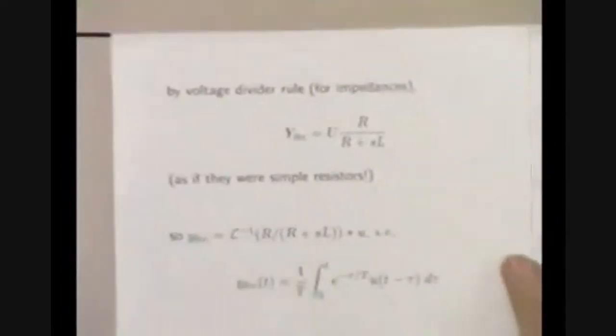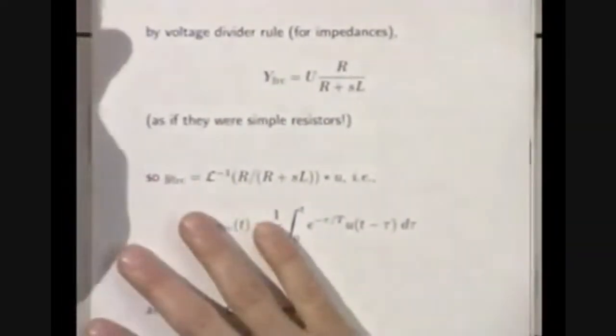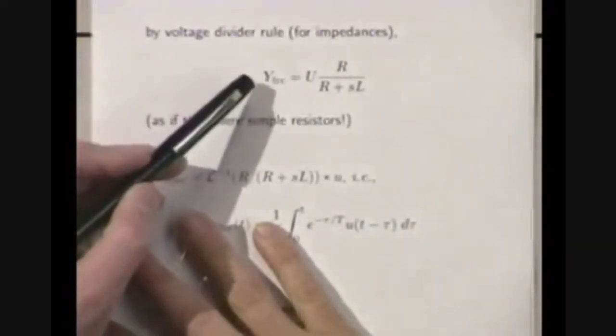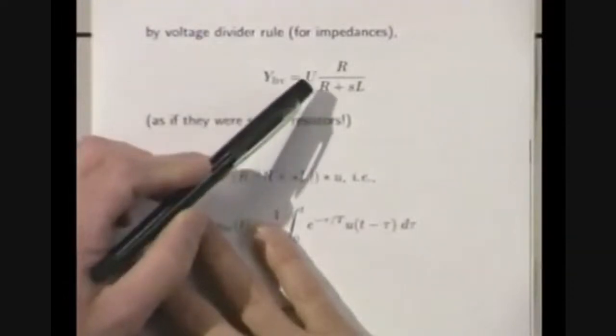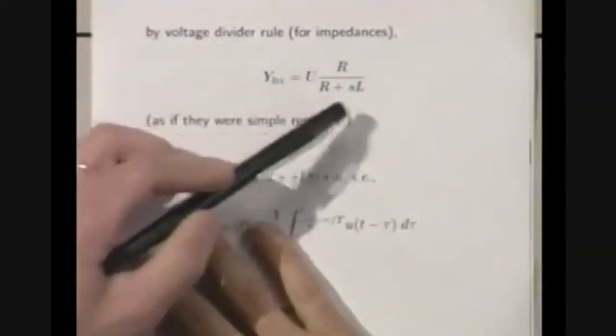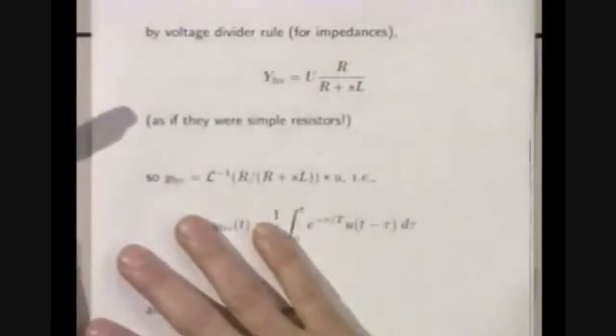So, again, this is as if it were the second week of 101. You write down that the forced response Y is U times R over R plus sL. The big difference here, of course, is that everything inside is a Laplace transform of something.